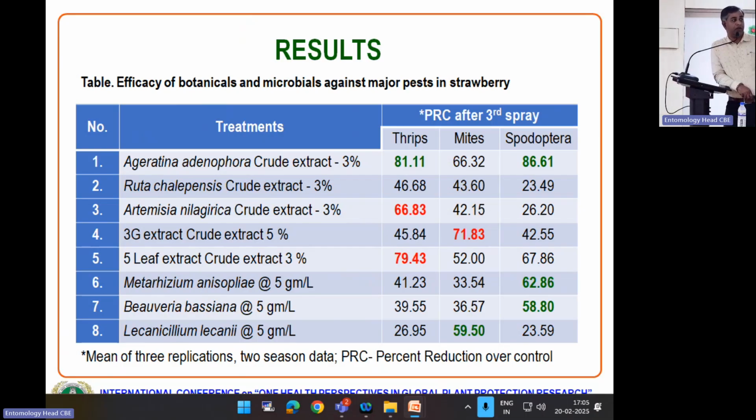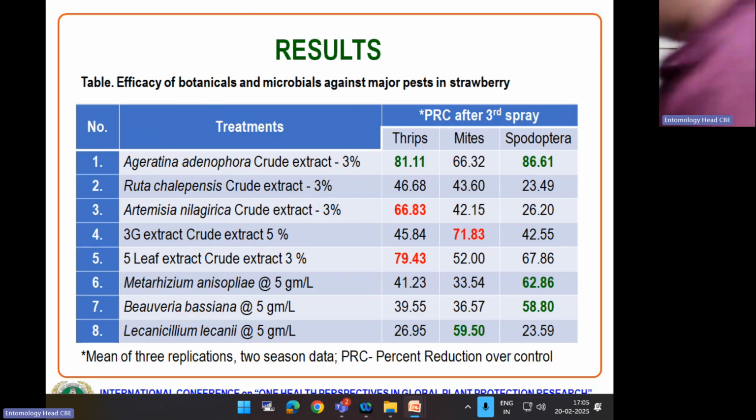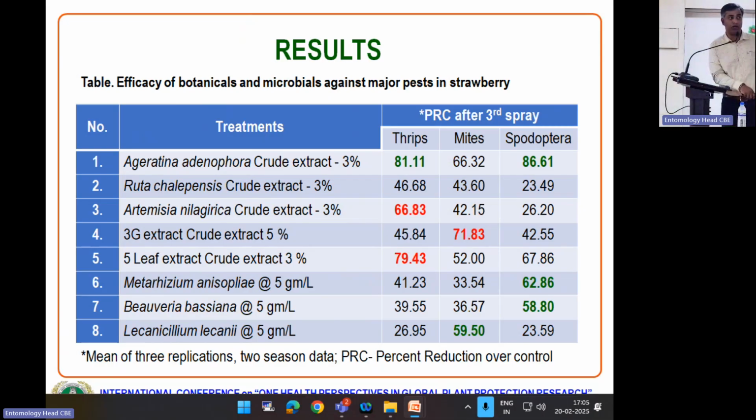In the Metarhizium, Beauveria, and Lecanicillium, these true entomopathogenic fungi, Metarhizium and Lecanicillium have almost 62% of the Spodoptera population reduced, and in Beauveria bassiana, it is only 58% reduction of population that was observed.